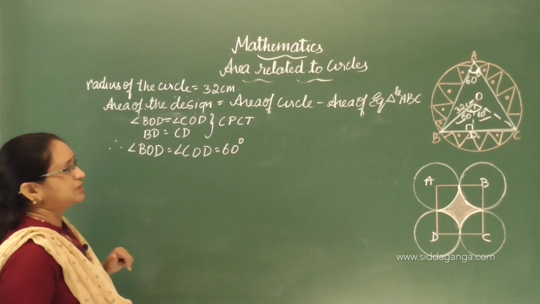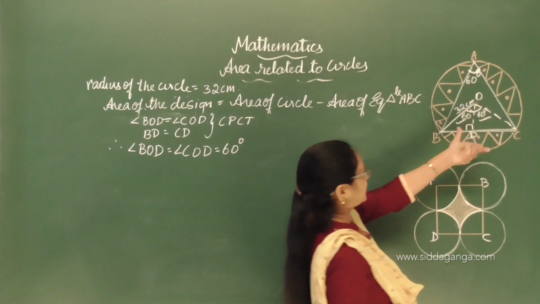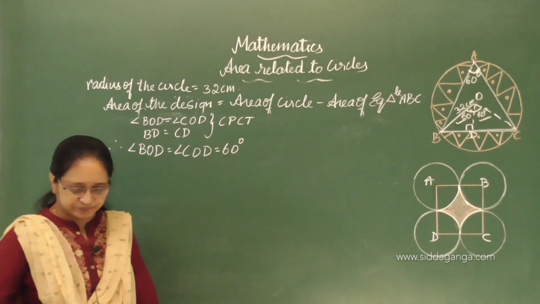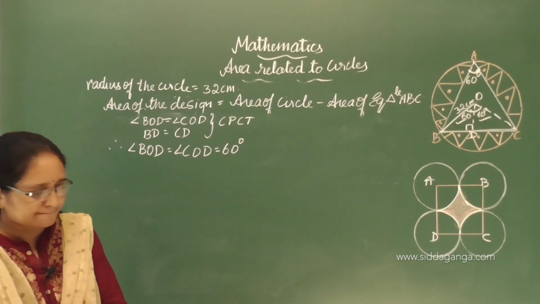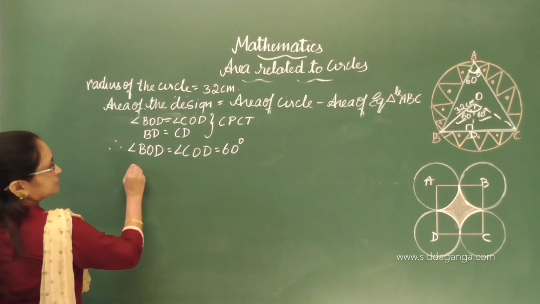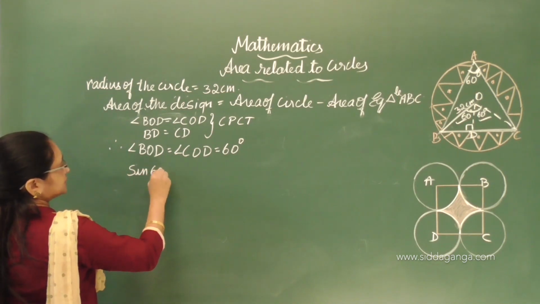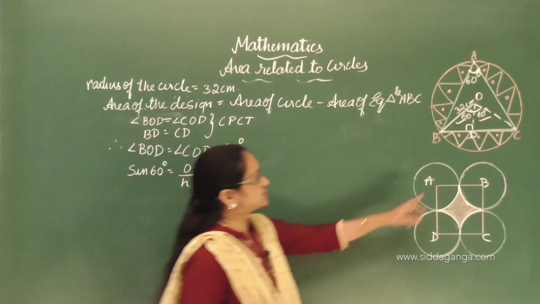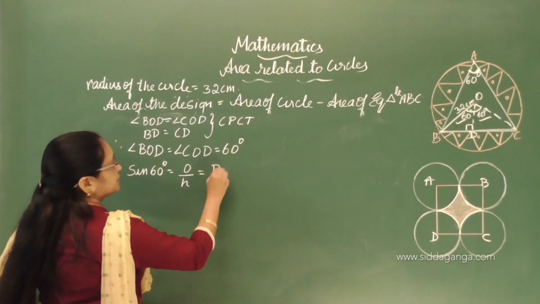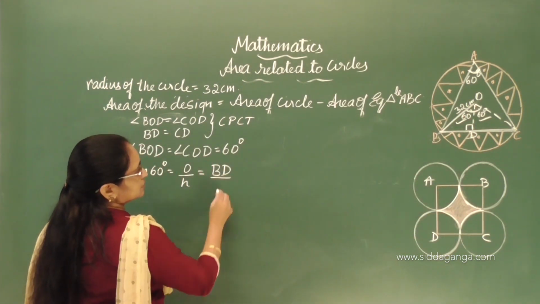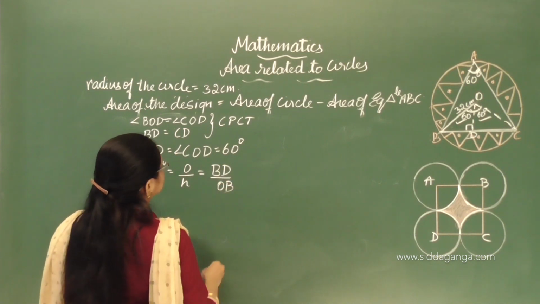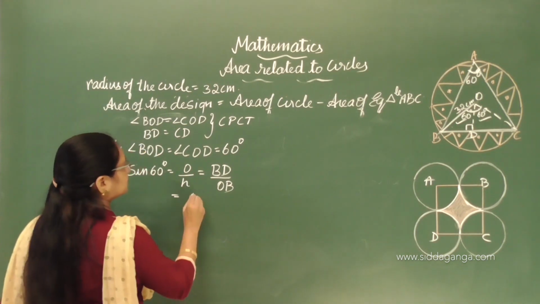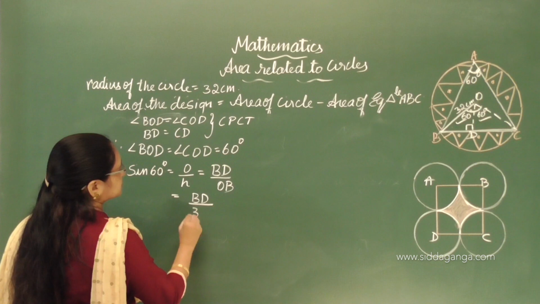Now you all know I want only BD here, I do not want OD. So BD means your opposite side, correct. So here I can take sine 60 is equal to opposite side by hypotenuse, you all know that. Which is the opposite side now? BD, and hypotenuse is OB, correct. So BD by OB, so sine 60 is equal to BD by OB. BD we do not know, but OB we know. OB is how much? 32.